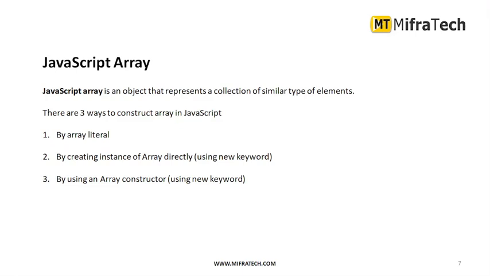Next, we are moving to the JavaScript array. A JavaScript array is an object that represents a collection of similar types of elements. Like objects, there are three ways to construct an array in JavaScript: by array literal, by creating an instance of an array directly, and by array constructor, the same as with objects.